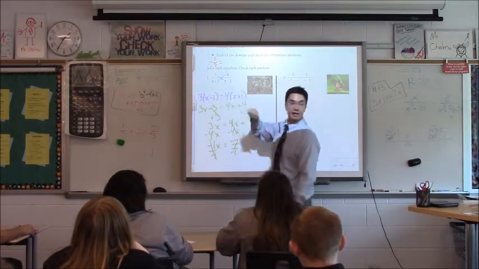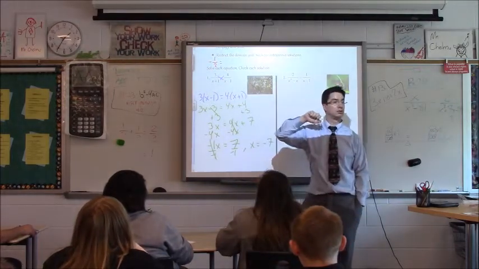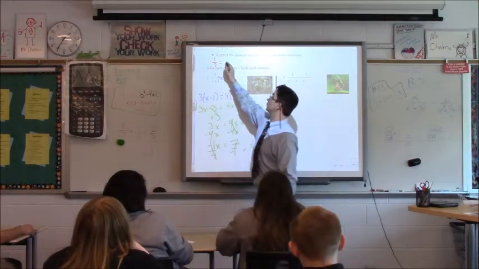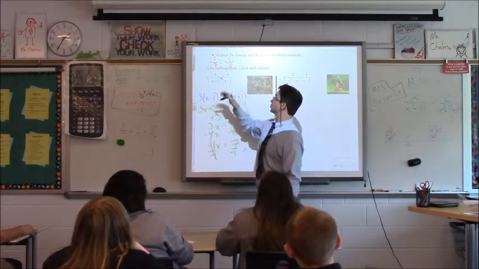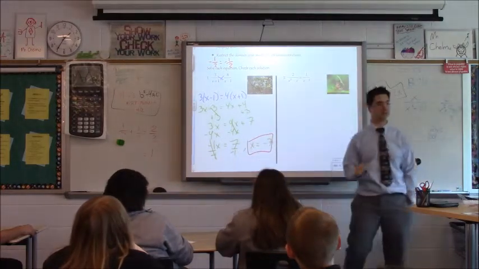Now, if we plugged in a negative 7 here, what's negative 7 minus 1? Negative 8. What's 4 over negative 8? Negative 1 half. Does negative 1 half equal negative 1 half? Yes. So this equation works when x equals negative 7.